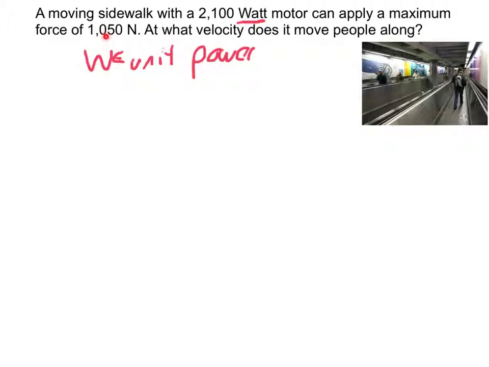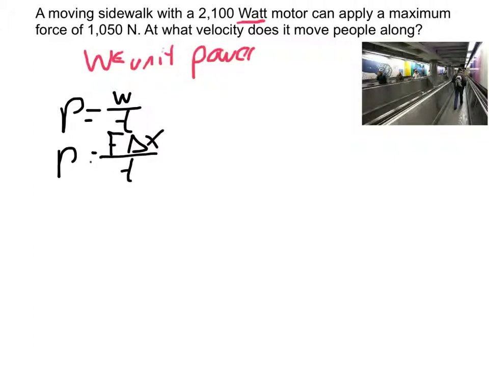Now, if we remember power, I'm just going to work through the derivation again. Power equals work divided by time. Work is force times displacement, over time, and then I'm grouping these two together, which will give me power equals force times velocity, or how fast we're moving. So the power that I'm going to need is going to be my force times velocity.